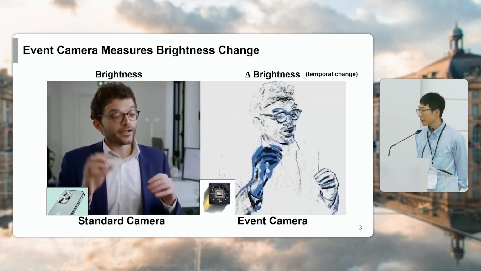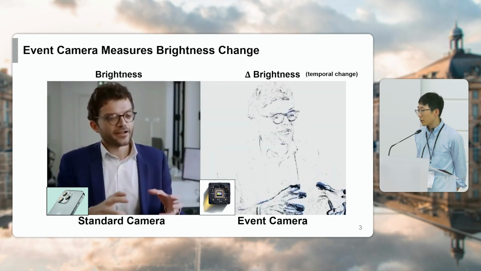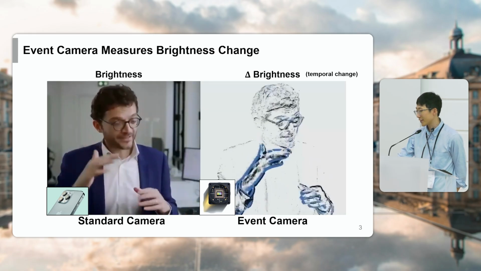Here is a side-by-side comparison. Notice that the event camera does not capture the full images. It only reports brightness changes, emphasizing motion in the scene.